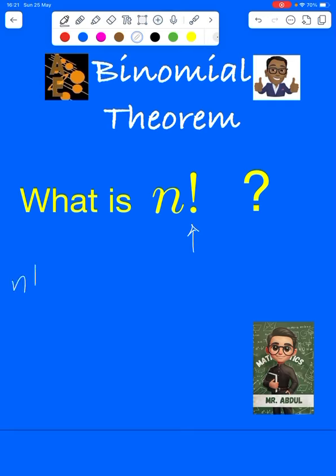Okay, so n factorial basically is equal to n multiplied by n minus 1, reduced by 1 more, so multiply n minus 2, until you reduce all the way to times 3 times 2 times 1. And please remember, we stop at 1.